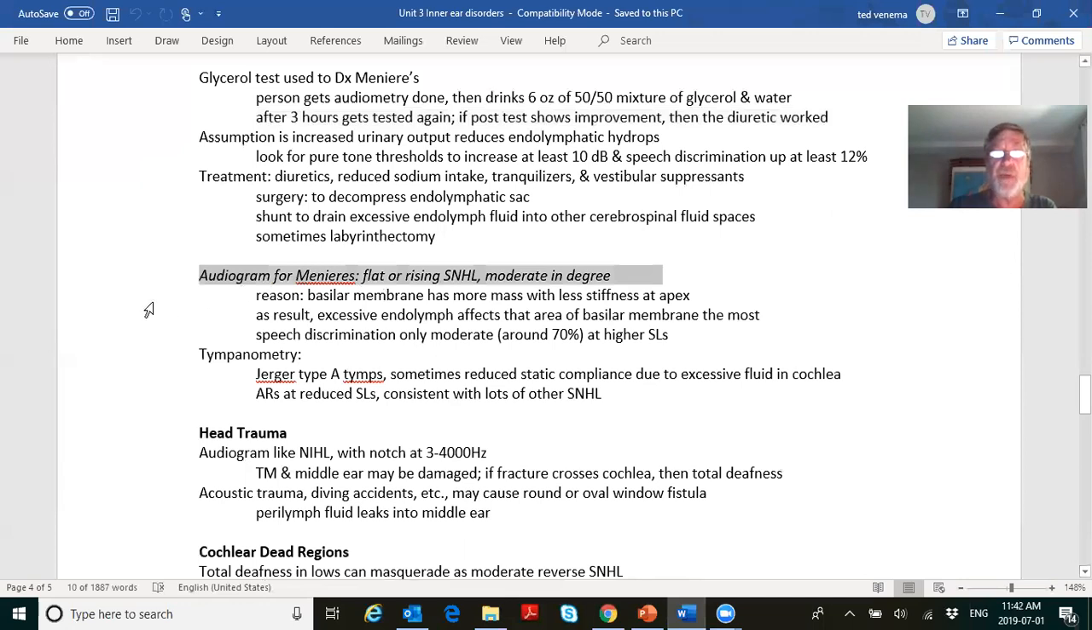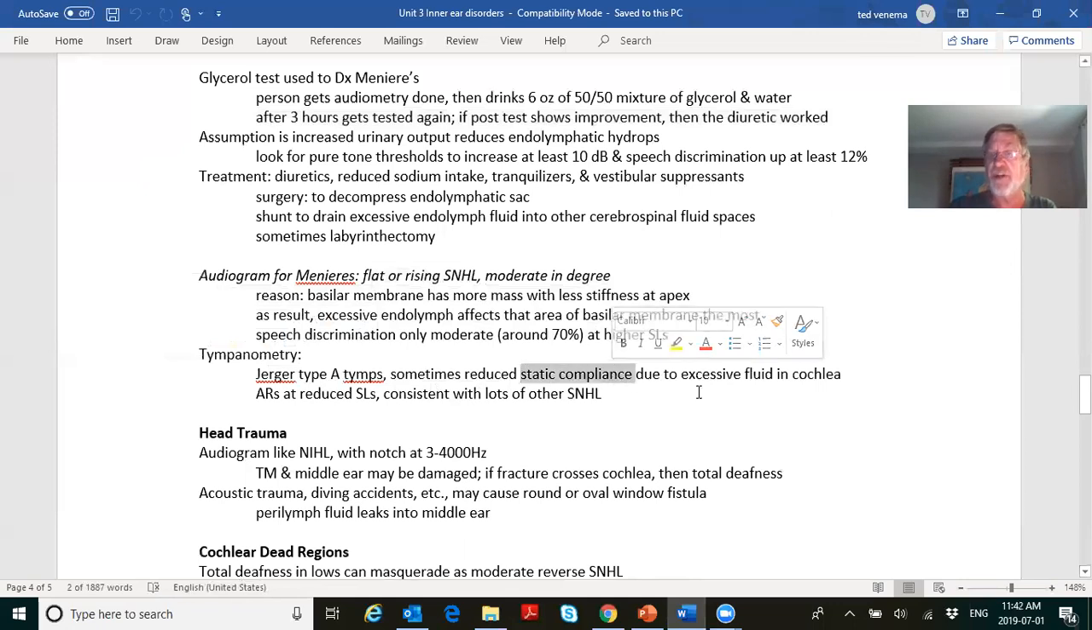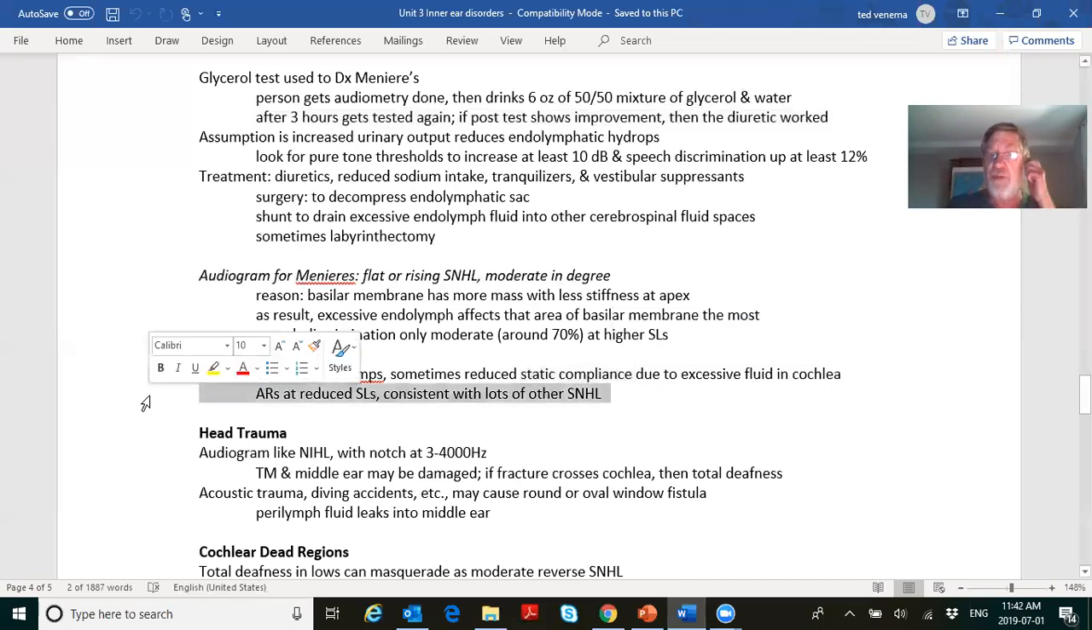There you go, you have your reasons now. And tympanometry, type A tympanograms, maybe a slightly reduced static compliance. In English, a slightly reduced height of the type A due to excessive fluid in the cochlea. Your whole middle ear system might be a little stiffer because your whole cochlea is just filled with excess fluid, and the middle ear system gets even stiffer because of that excess fluid built up in the cochlea. But enough on that. You'll have acoustic reflexes, albeit at reduced sensation levels.